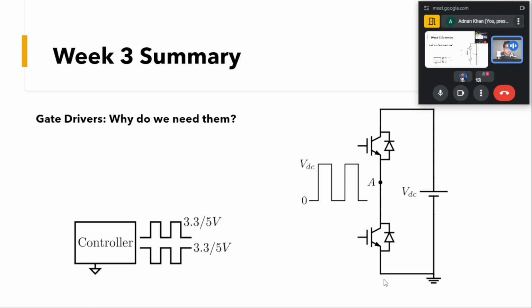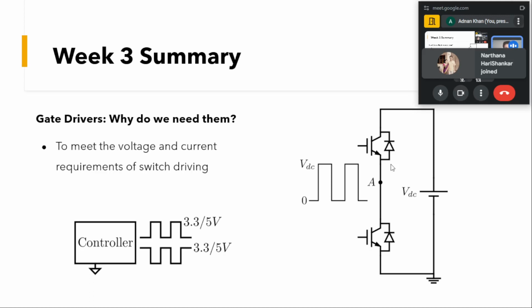For the bottom side devices, the emitter is usually connected to the negative rail, and this voltage is constant and doesn't fluctuate. So our gate driver should be able to drive the high side switch with this floating type voltage. So these are some of the reasons why we need gate drivers to turn on a particular device.